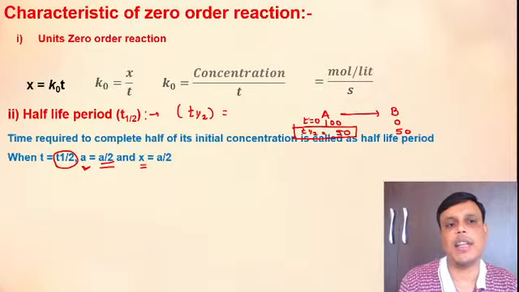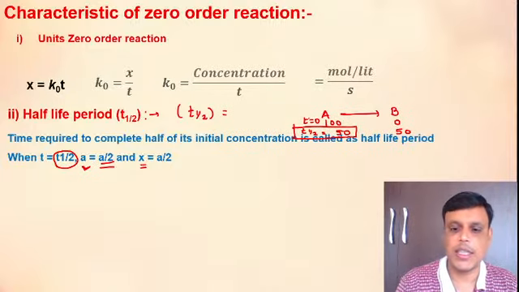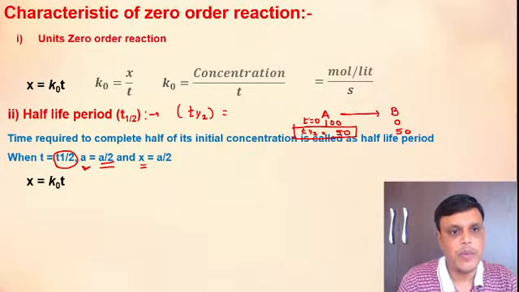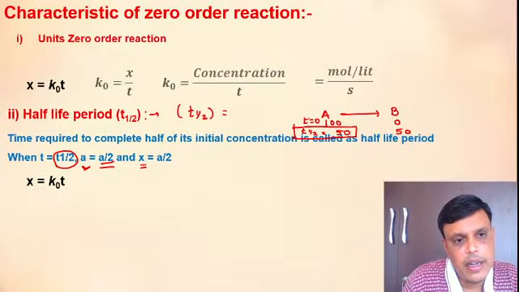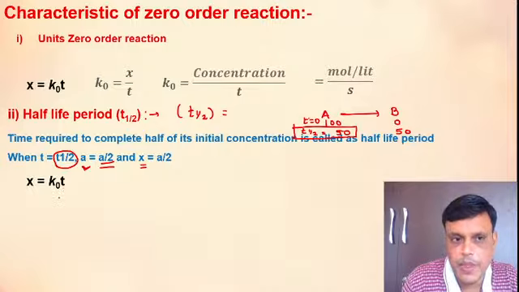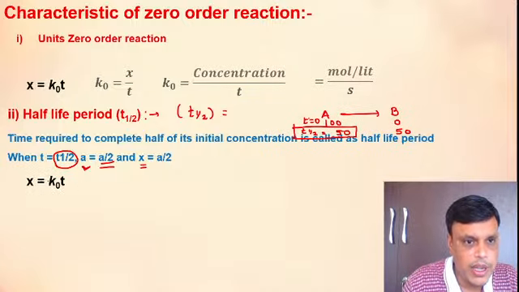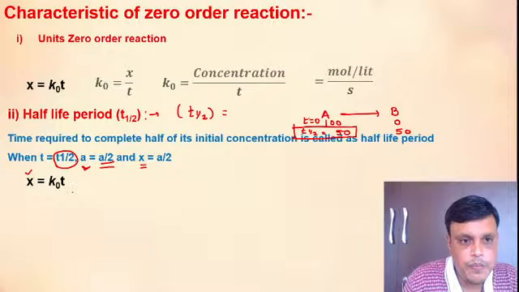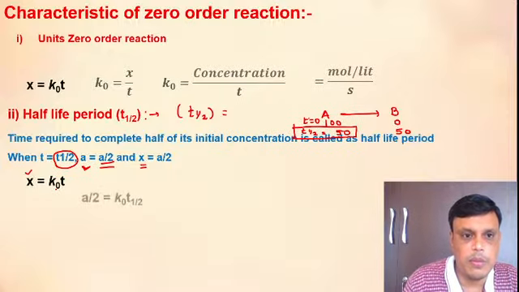That time is called the half-life period. So here we will again take the integrated rate law equation for zero order reaction, x = k0 t. We will put this value: x is A by 2 and t is t half.